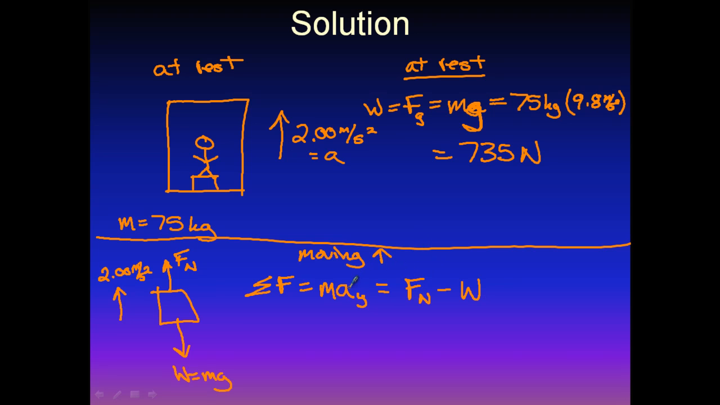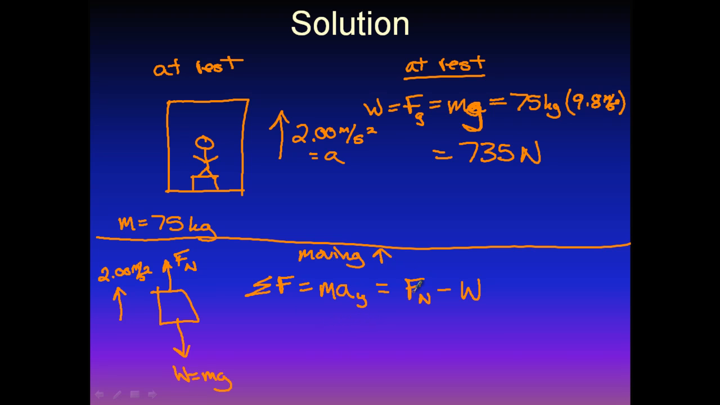Okay. So now this is how you start the problem. Now we know what acceleration in the y is. We know what w is. We don't know what the normal force is. That's what we're trying to find. Because when you stand on a scale, it doesn't actually read your weight. It reads the normal force. And I'll show you why. That's why we like elevators.